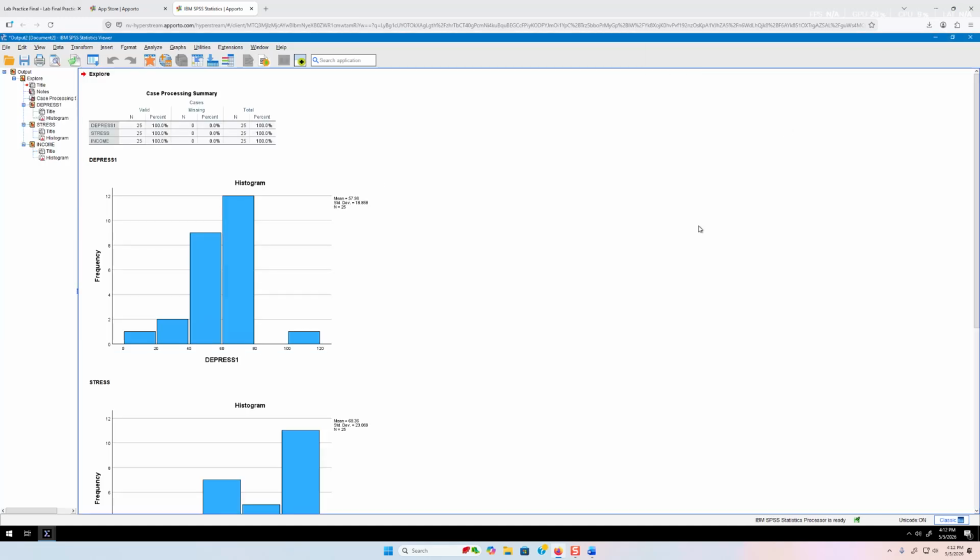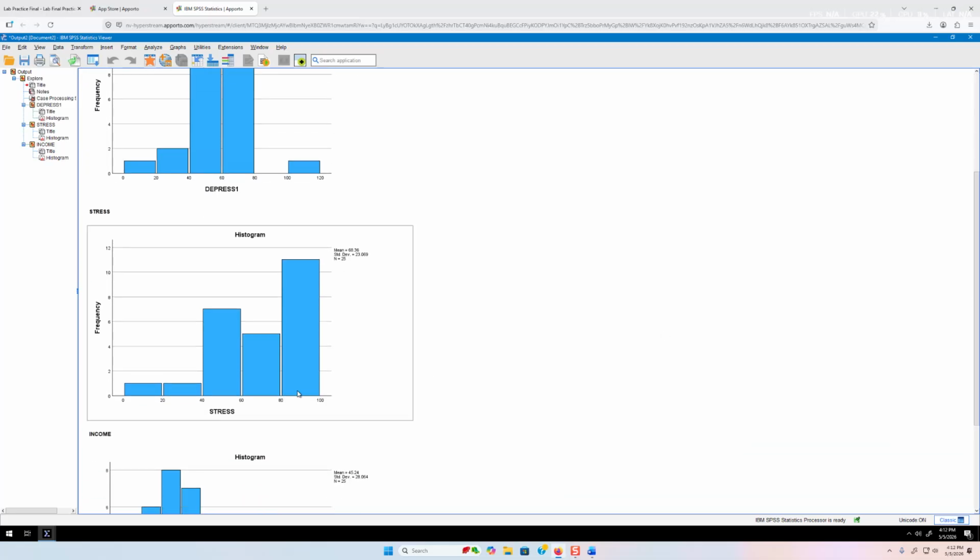Here are our histograms. So depression, you see how it comes up and the tail's to the left? So tail to the left is negatively skewed. Stress, once again, tail to the left. These graphs are not going to be perfect. So you have to pick the best description of the shape. It's not perfectly generated because it's actual data.